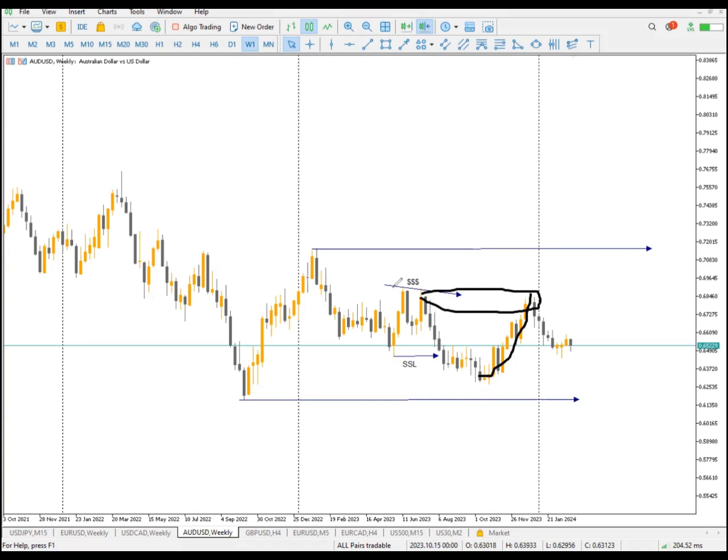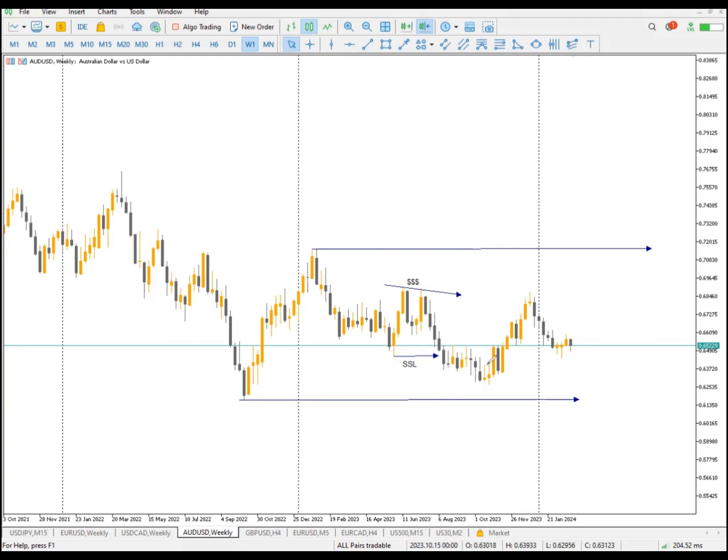Okay, yeah, this zone right here. And as you can see, we rejected and then formed a shooting star, engulfing, then we dropped, right? So now we can clearly see that ever since we ended 2023 and started 2024, we've been very bearish on this market. So on the weekly time frame, we clearly know that this market has bearish pressure, right?